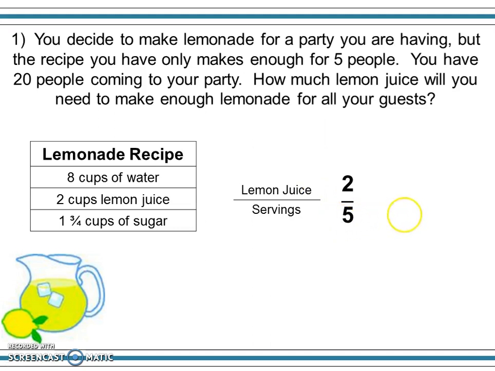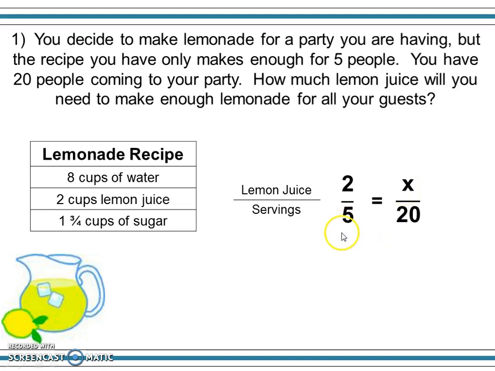I need 20 servings. And so what I'm looking for is an equivalent ratio that's going to have 20 in the denominator. Now I'm trying to find how much lemon juice I need, so I'm going to put a variable up top because I'm not sure what this number is going to be. So I set up a proportion with one unknown number, and I'm going to use either a vertical or a horizontal relationship to find that missing piece.